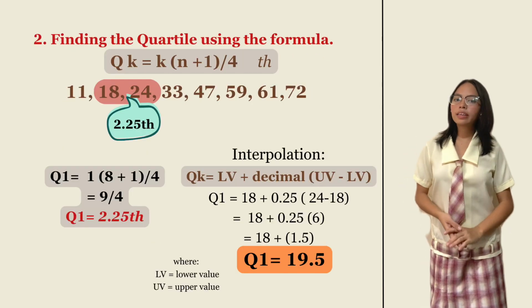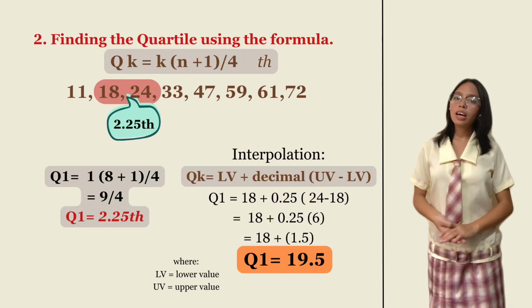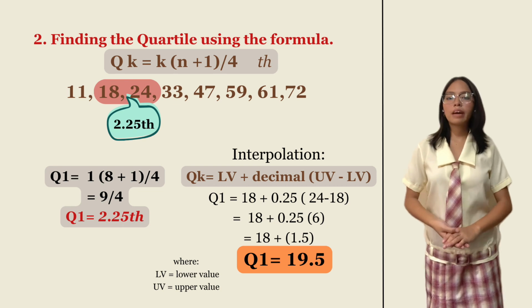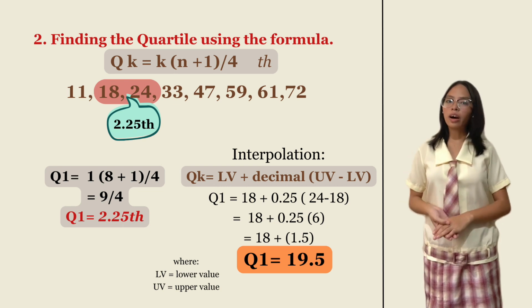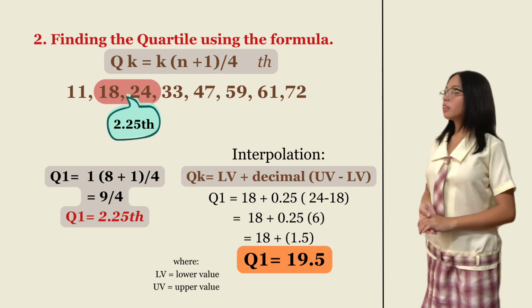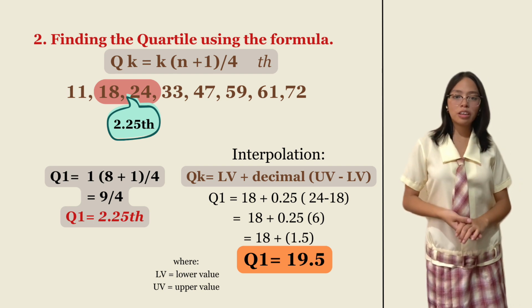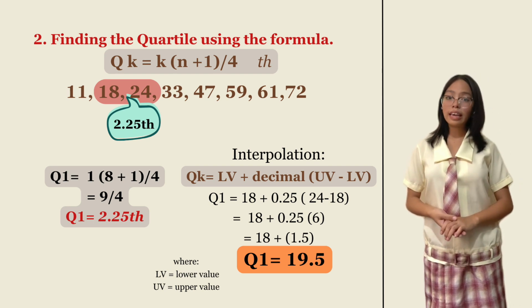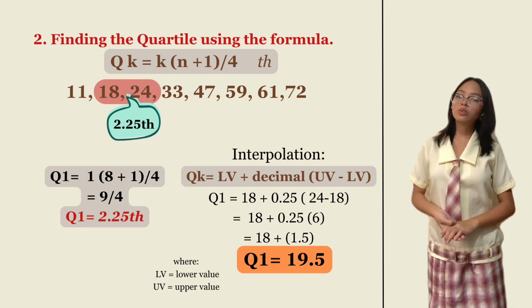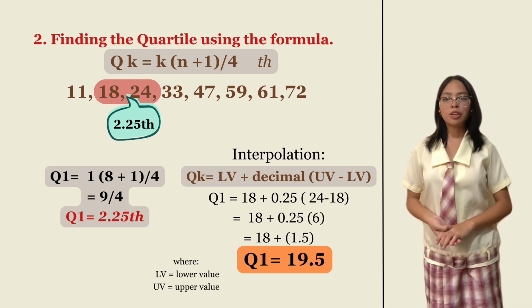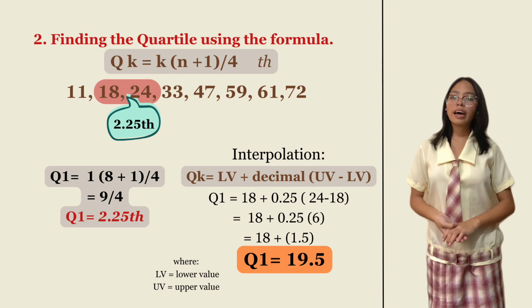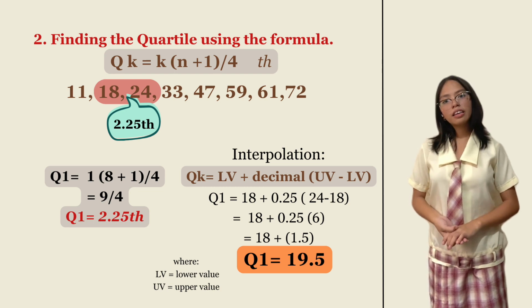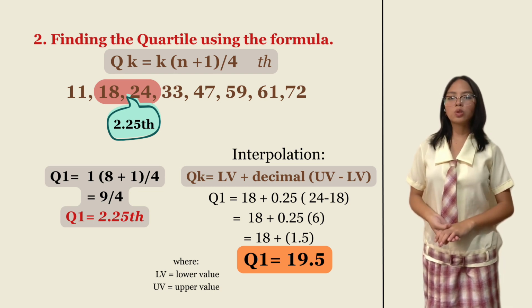In finding the quartile, we need to use the formula Q_K is equal to K times the quantity N plus 1, divided by 4. So in quartile 1, our K is 1 and our N again is 8. So quartile 1 is equal to 1 times 8 plus 1, divided by 4. 8 plus 1 is 9, times 1, we get 9. Divided by 4, we get 2.25.